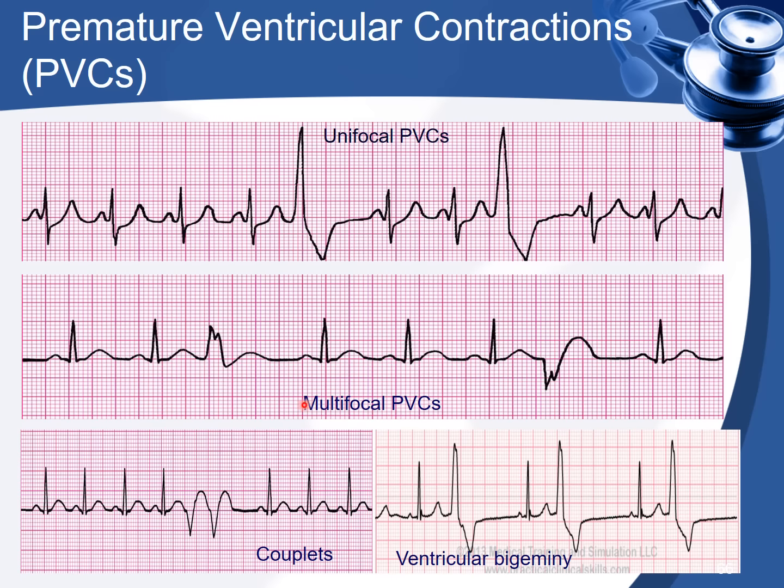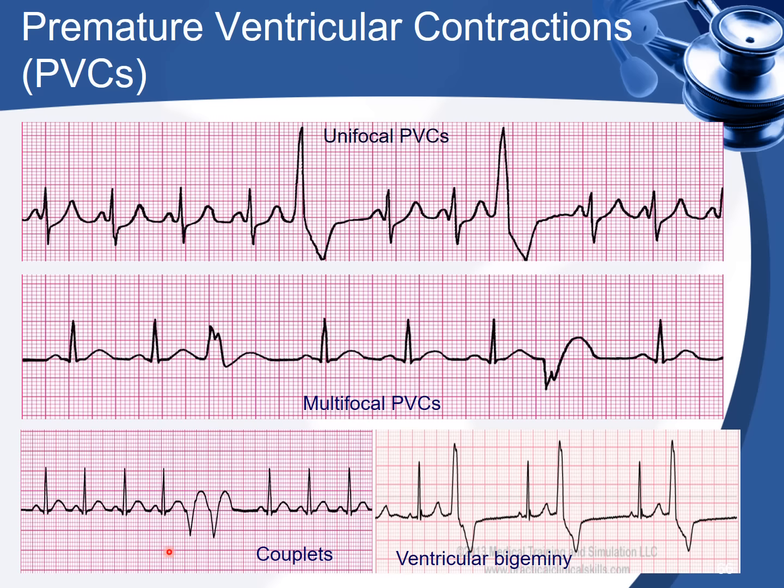The next strip, you'll see it says multifocal. If you look at this premature beat here and this premature beat here, they don't look the same. They're coming from two different areas of the ventricle. This is a bit more serious than the unifocal because now your ventricle is more irritable. As opposed to having one area that's generating extra beats, now we have multiple areas that are generating extra beats.